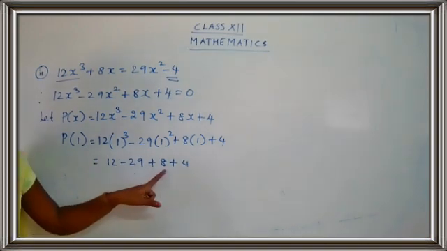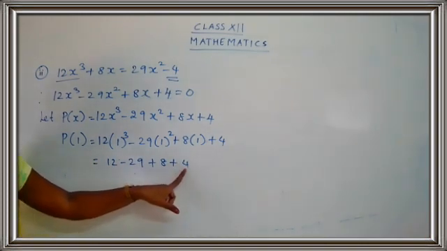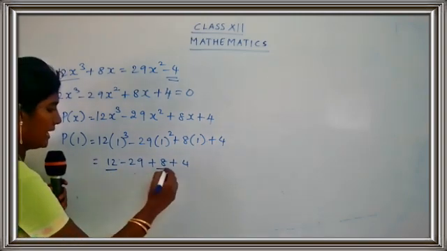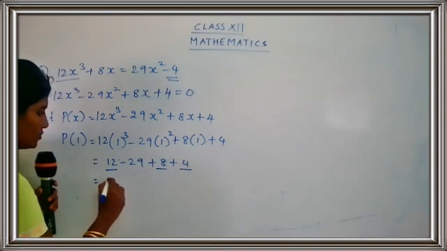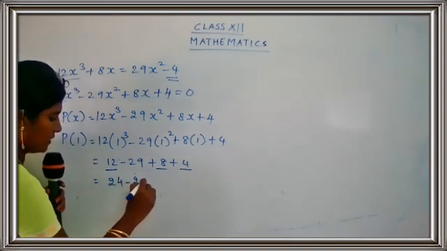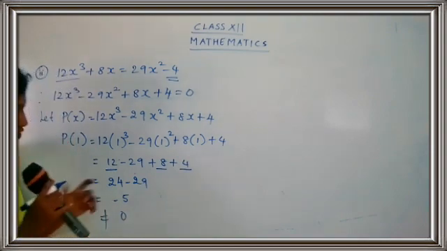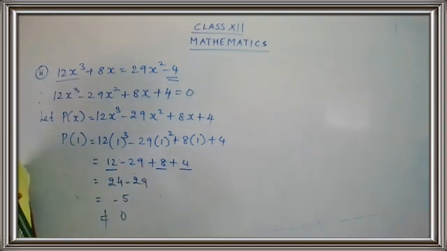We cannot cancel any terms. See here, this is 12 plus 8, 20. 20 plus 4, 24 minus 29. So you can take the positive terms 12, 8, 20 plus 4, so 24 minus 29. Here I solved. If you don't want to solve, we can just stop here. We can just say from here it's not equal to 0.